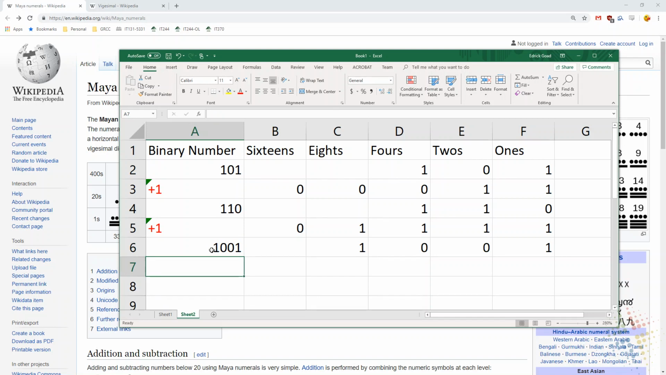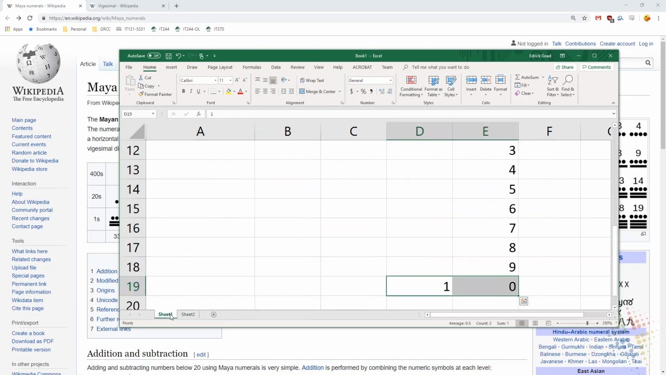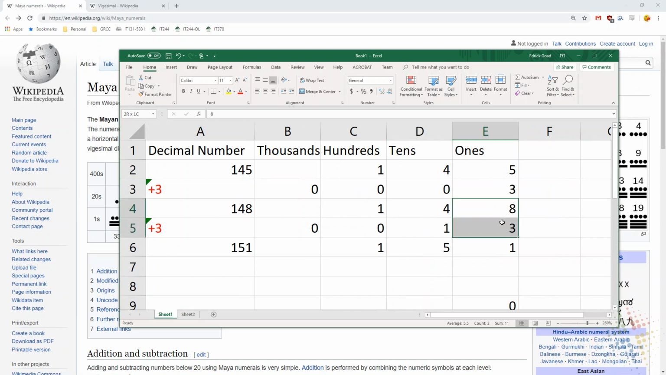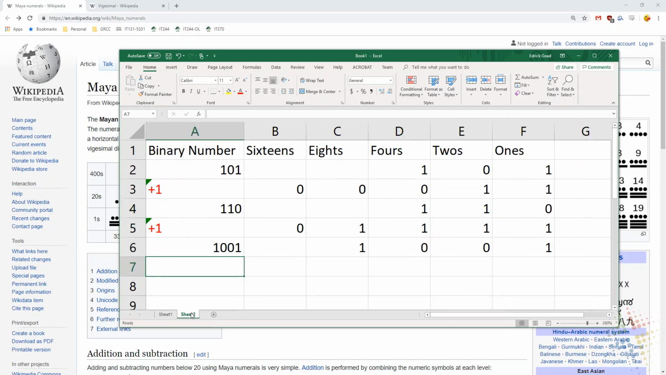And so it's exactly the same process as in decimal of the carrying of the 1s. It just looks a whole lot different because it's using binary instead of decimal.